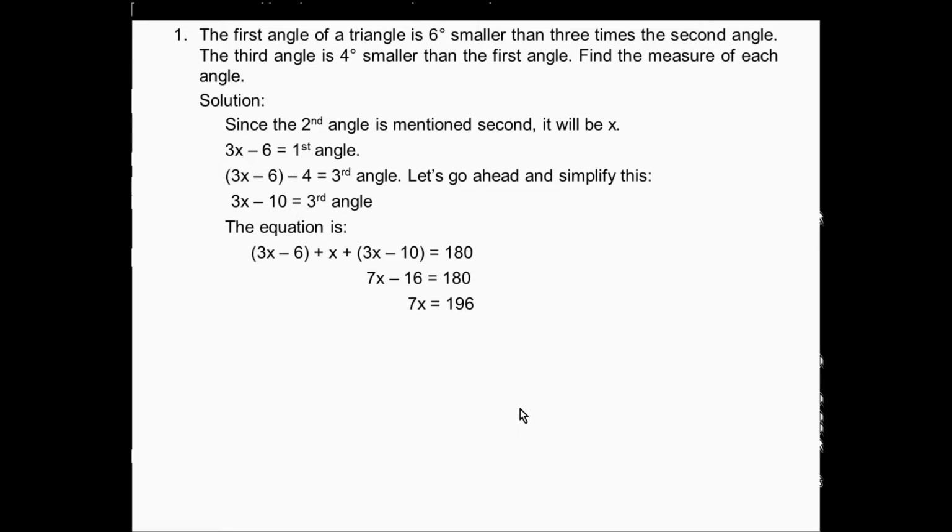Now, you may not like fractional angles, but there's nothing wrong with them. You can't have negative angles, and you can't have 0 either. If you have 0 degrees for an angle, you don't have a triangle. So dividing by 7, I get x is 28. So that's the second angle.